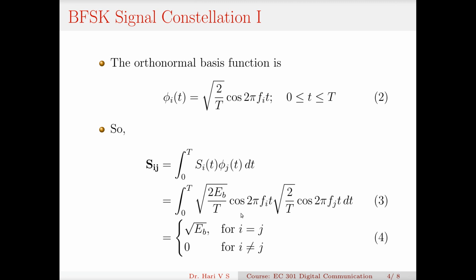When i is not equal to j, these are cos 2 pi f1 t into cos 2 pi f2 t, which becomes cos 2 pi (f1 plus f2) t plus cos 2 pi (f1 minus f2) t, which on integration becomes two sinusoids, which over the limit from 0 to T becomes 0. So s_ij is root E_B for i equal to j and 0 for i not equal to j.